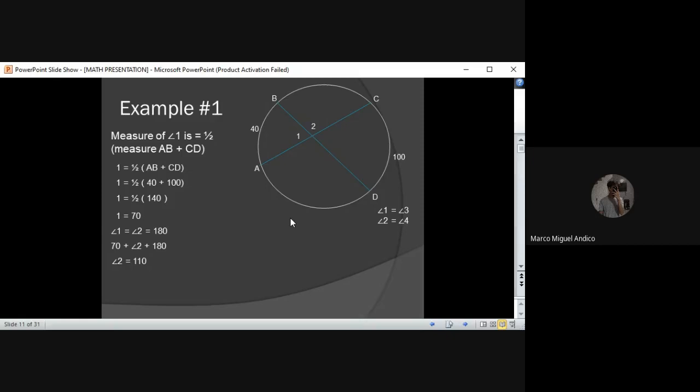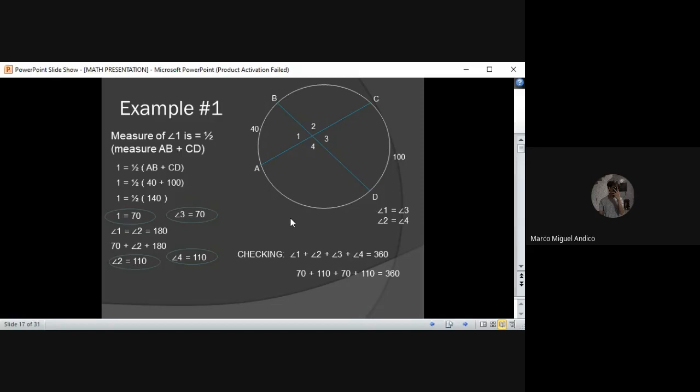So next, let's check if tama ba na mag-equal siya sa 360, kasi diba po, yung measurement po ng degree ng circle ay 360. So dinistribute na po natin: 70 plus 110 plus 70 plus 110. So mag-equal po siya sa 360. So tama po yung value ng example number 1.